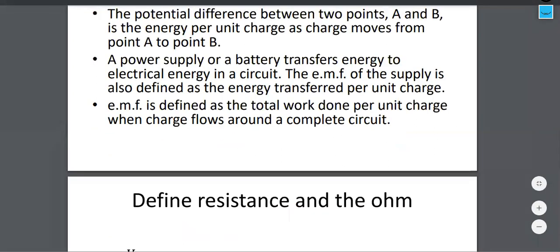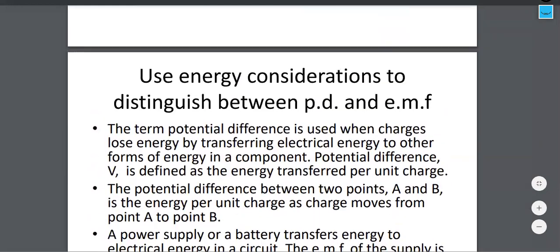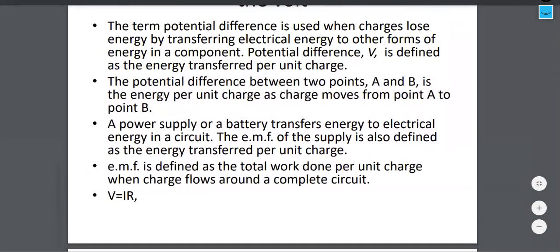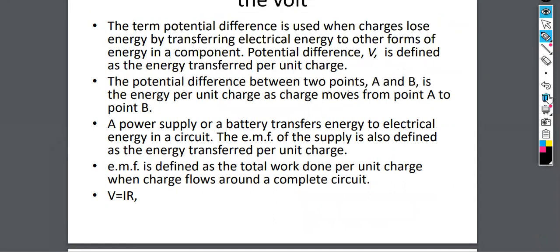Go back up here to the difference between PD and EMF. Okay. So the key thing to hone in on here: charges lose energy by transferring electrical energy to other forms. Okay, that's PD. The PD, potential difference, we're transferring the electrical energy to other forms in a component, in a device, in an appliance, and it is the energy transferred per unit charge.